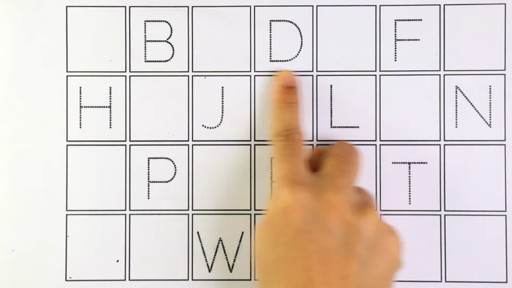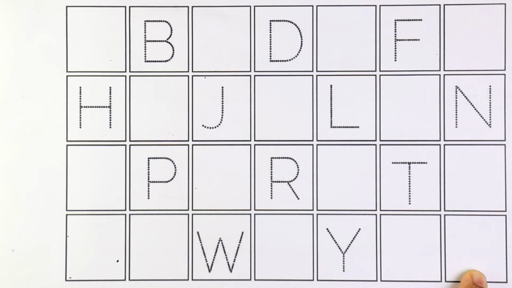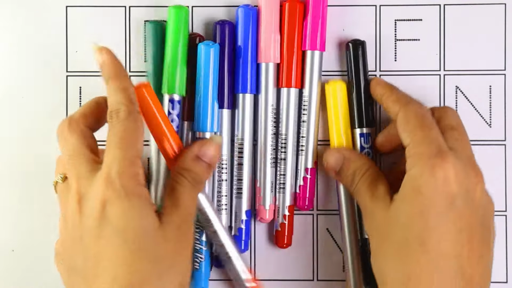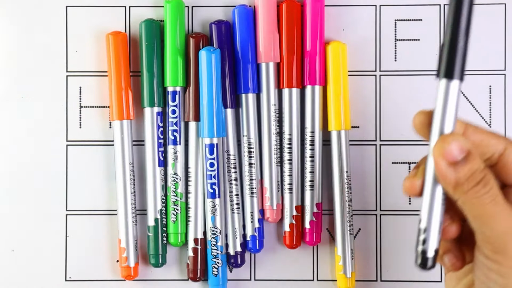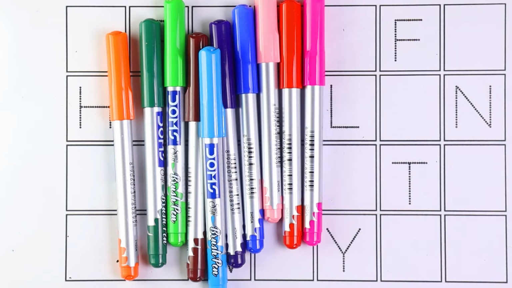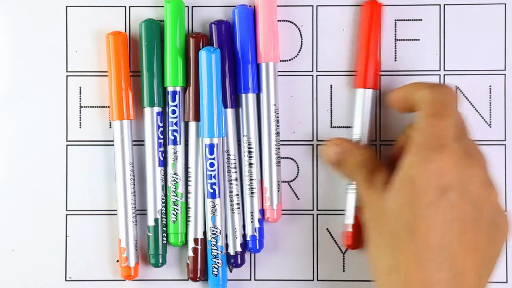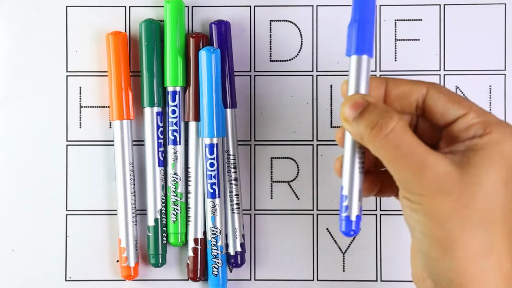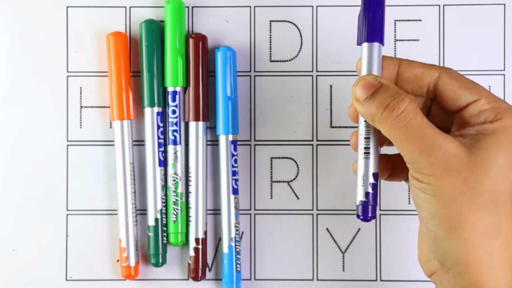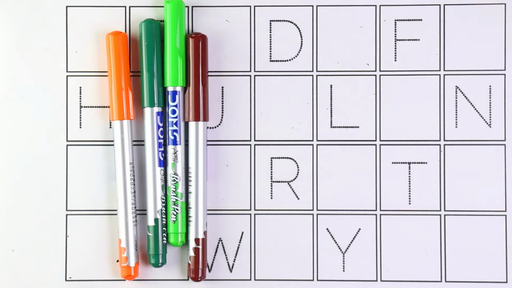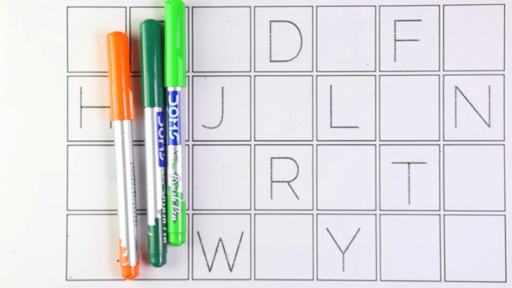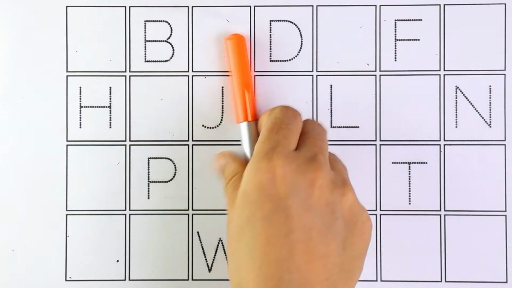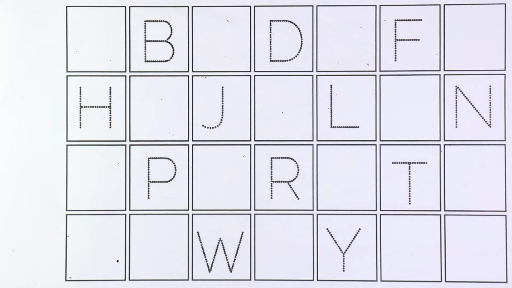Today let's learn how to write English alphabets from A to Z. Let's start with colors. Black color, yellow color, pink color, red color, light pink color, blue color, purple color, sky blue color, brown color, light green color, green color, orange color. Let's start writing.